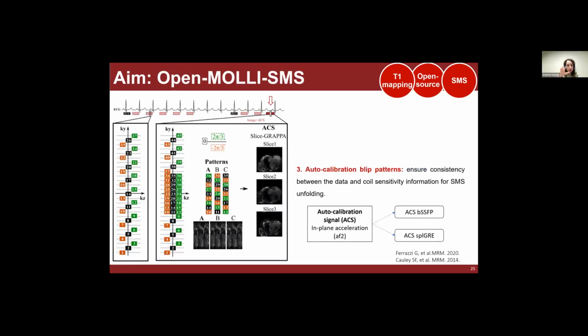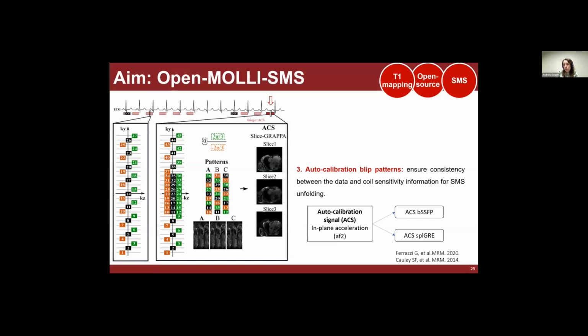Finally, I will not go into much detail explaining everything, but the idea here is that we have the auto calibration blip pattern at the last image, so it doesn't disturb the next one. So it was our approach, and with this we ensure that the coil information that we have is exactly in the same position as the rest of the acquisition, and with that we can avoid some mismatch between one and the other that could lead to artifacts.